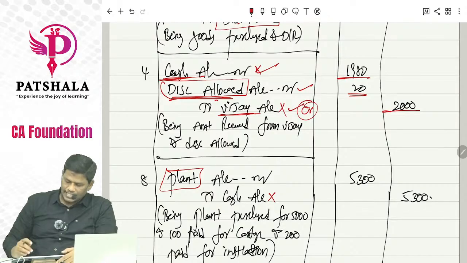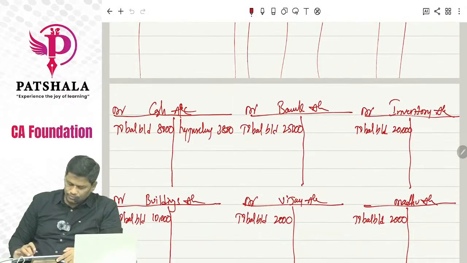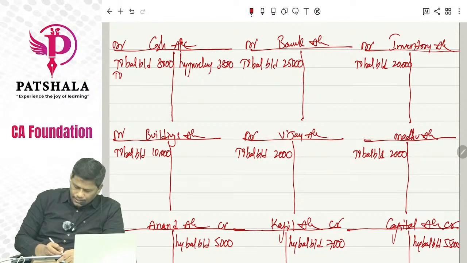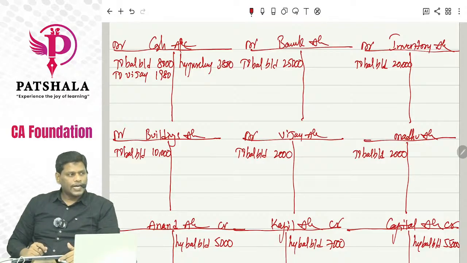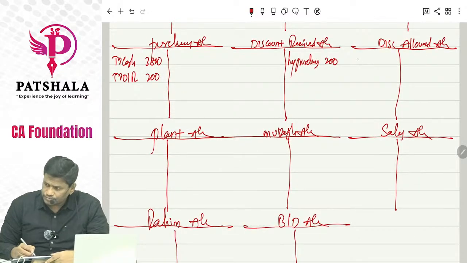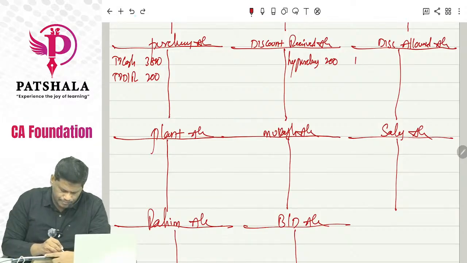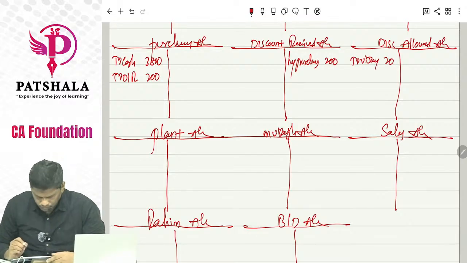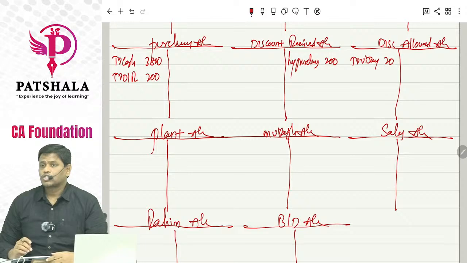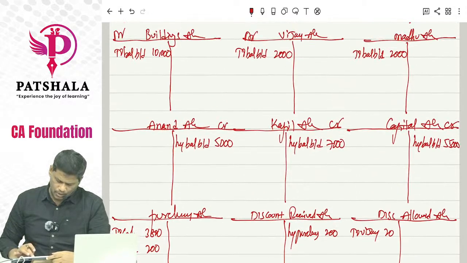Clear? First the cash account. Go to cash account. Right. To Vijay. 1,980. How much cash was debited? 1,980. Debit cash only 1,980. Next, go to discount allowed account. To Vijay. How much? 20. To Vijay 20. Okay?